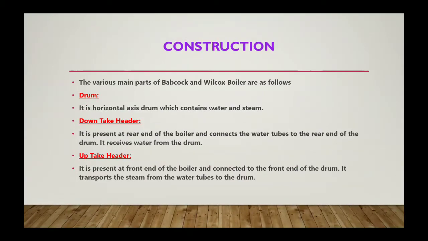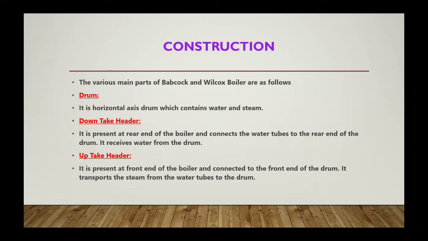Now the construction. At first, the boiler drum: it is a horizontal axis drum which contains water and steam. On the upper side of the boiler drum the steam is stored, and on the lower side of the drum the water is stored. Downtake header: it is present at the rear end of the boiler and connects the water tube to the rear end of the drum. It receives water from the drum.